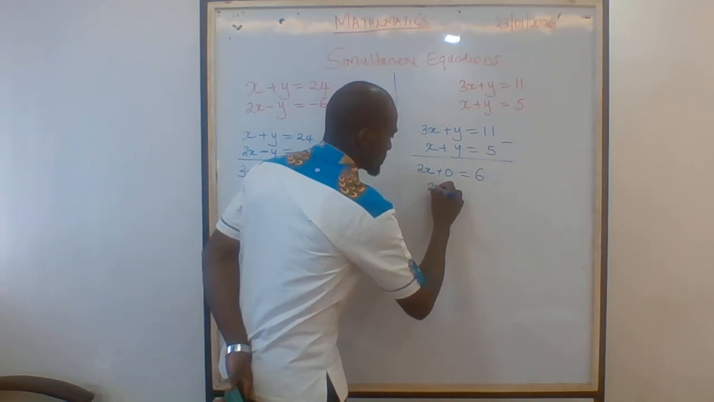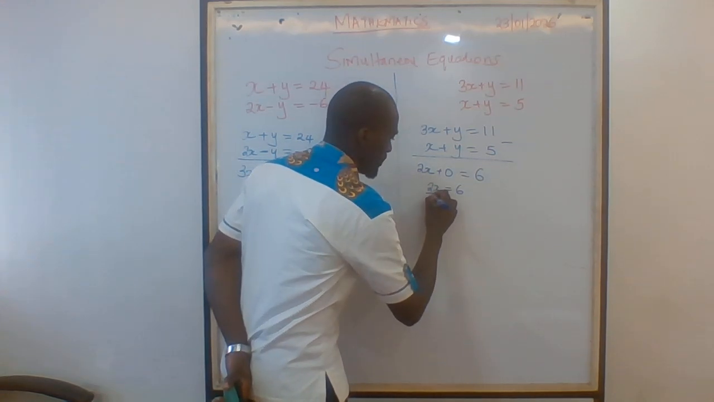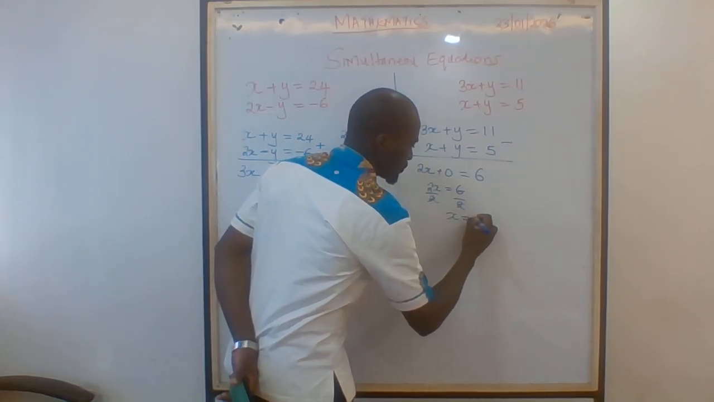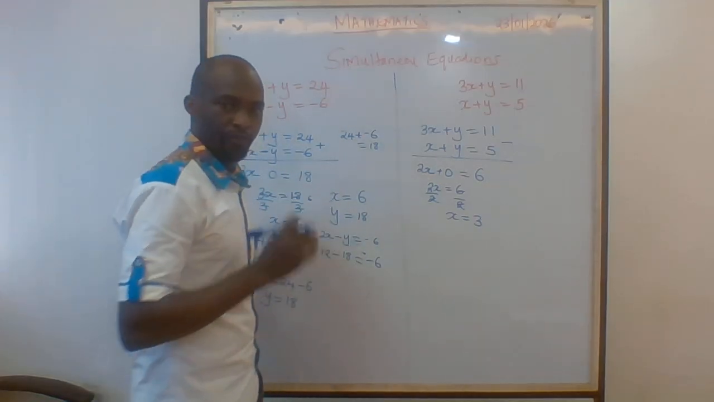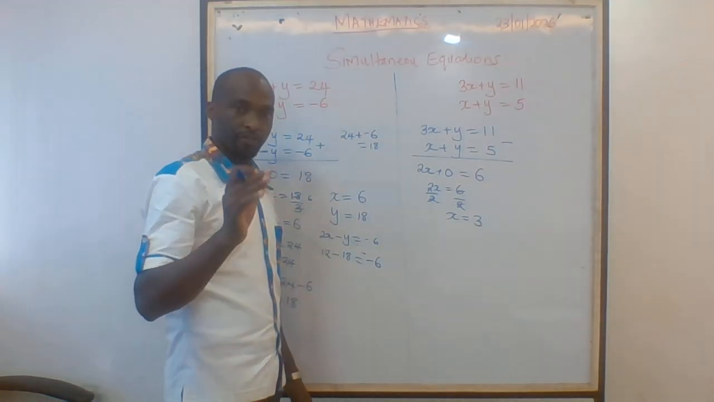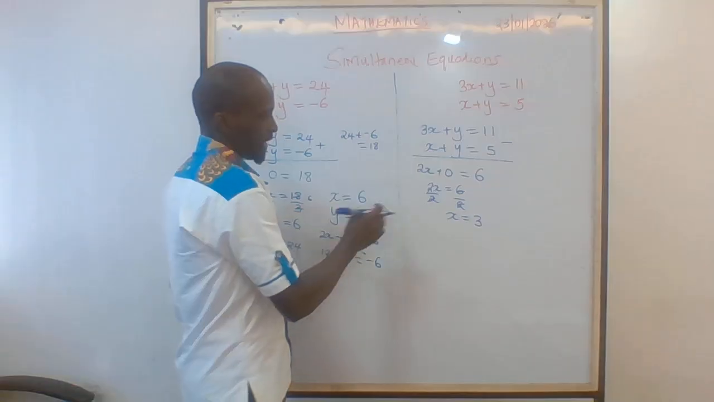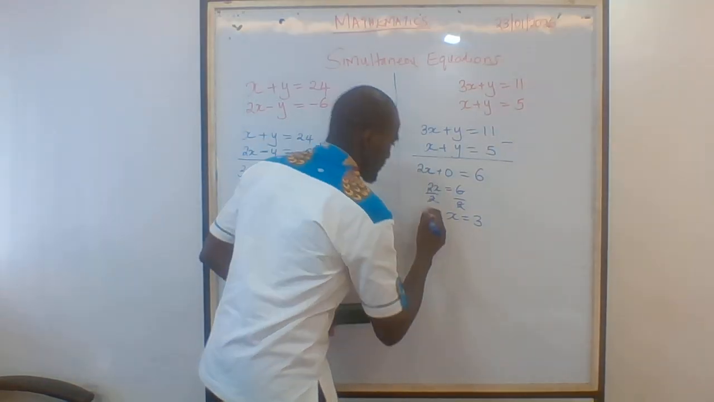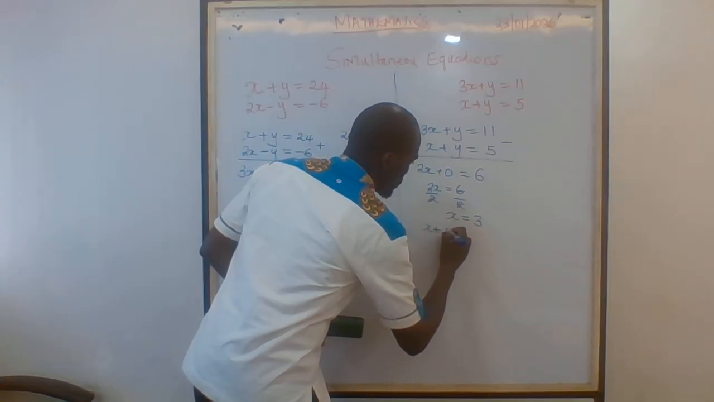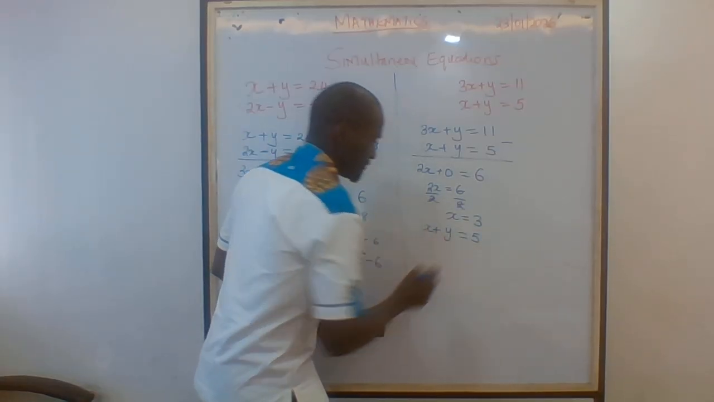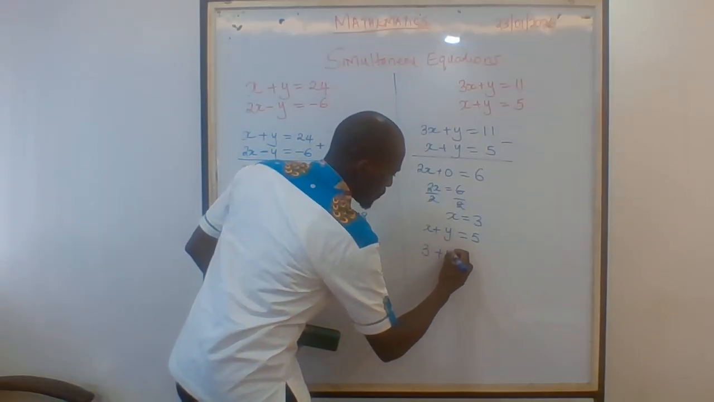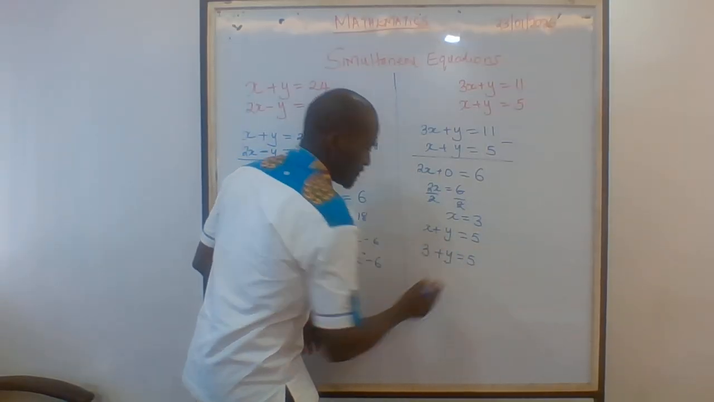So 2x is equals to 6. Divide by 2, divide by 2, and you'll find that your x is equals to 3. We've been able to get the first value of x, which is 3. And now we can take that and substitute it in any one of our equations. For example, I can take x plus y is equals to 5. And our x is 3. So in other words, 3 plus y is equals to 5.